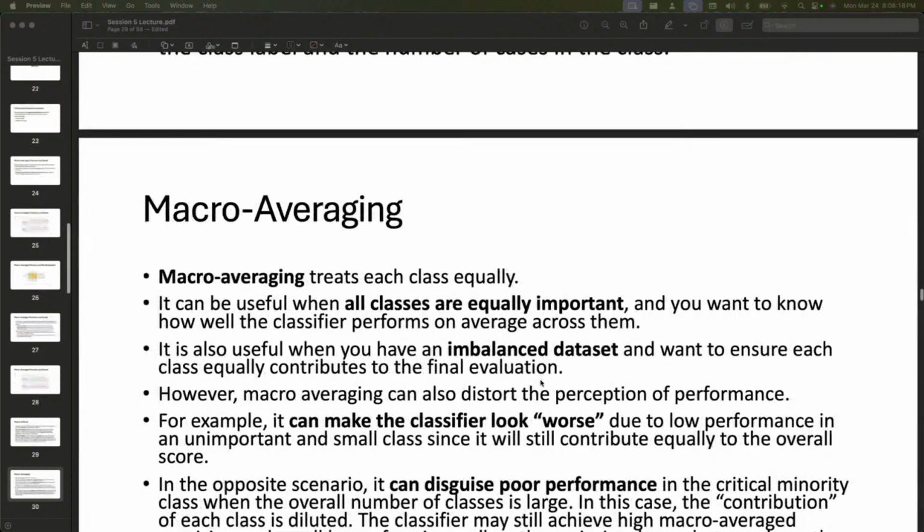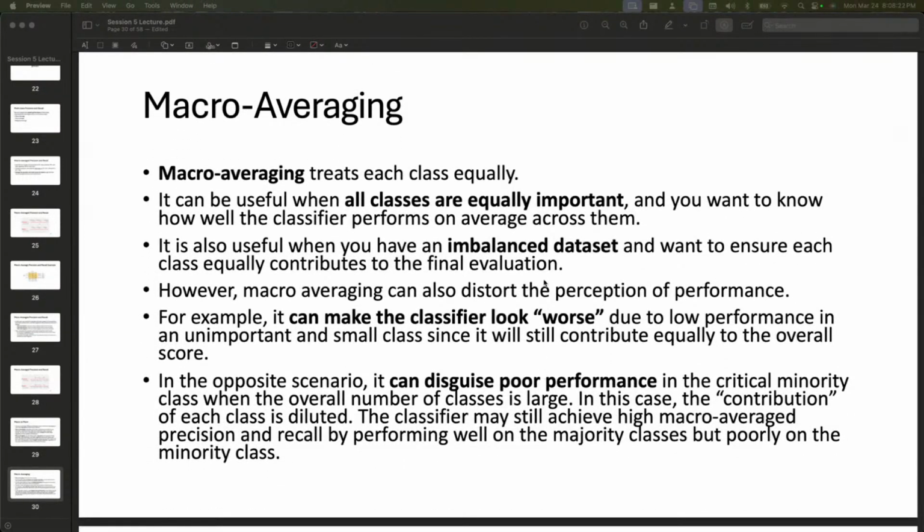Okay. So macro averaging, in summary, treats each class equally. That can be a good thing or a bad thing. All classes have equal importance. It's really great on imbalanced data sets in certain situations. It can make the classifier look worse due to low performance on unimportant small classes. Like I said, what if you had a class that was just 2 records? You totally did terrible on them both. You're getting penalized just as heavily for the performance on those 2 classes as you are on your performance for 200 records, where maybe you did pretty good.